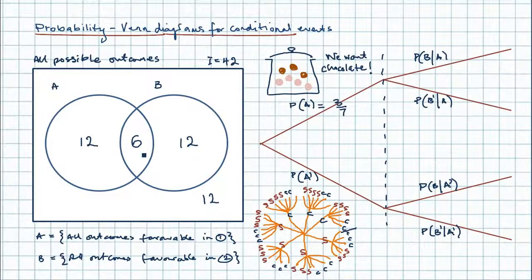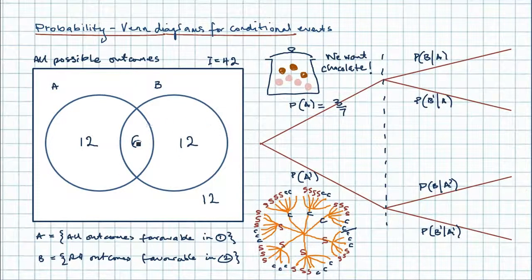Now, we need to do a little calculation. Let's just check, now that we've got all our numbers filled in our Venn diagram, that they do add up to 42. So 12 add 6 is what? 18. 18 add 12 gives us 30. And now we add this region here. 30 add 12 gives us 42, and 42 was what we were expecting. So important to do that check, make sure we've filled in all our figures correctly.